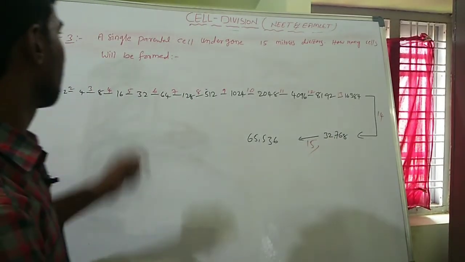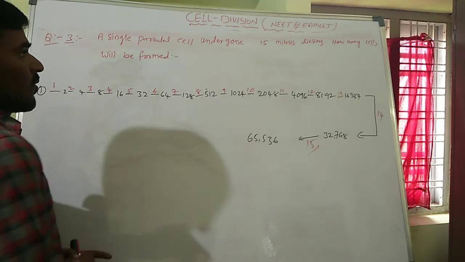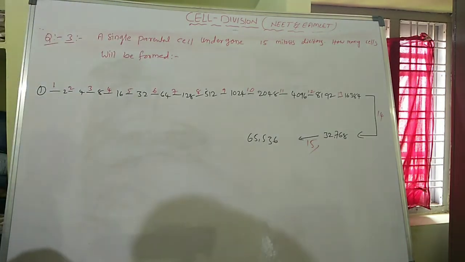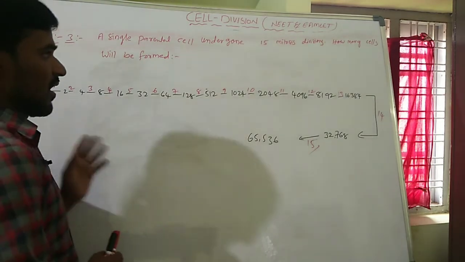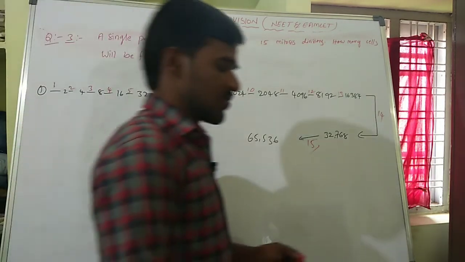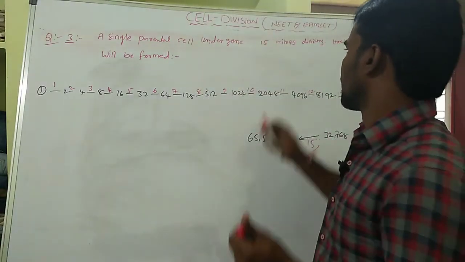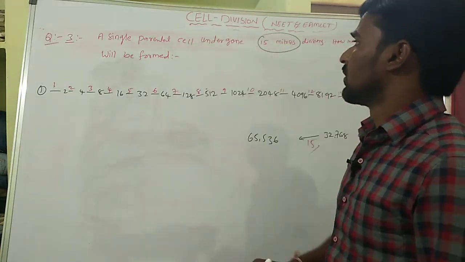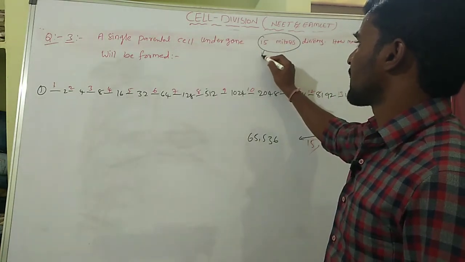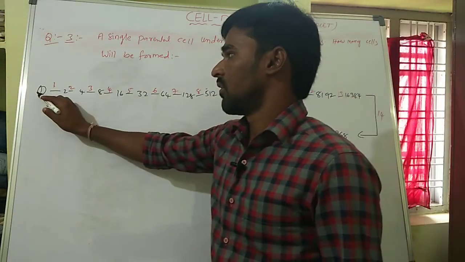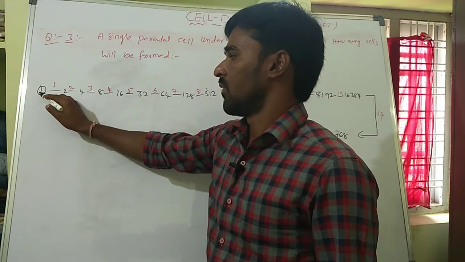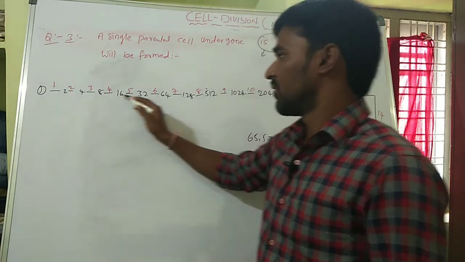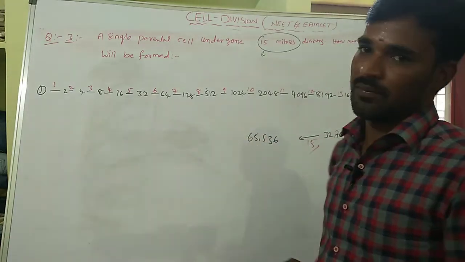The next question is: a single parental cell undergoes 15 mitosis divisions, how many cells will be formed? This is the question. Here the number of mitosis divisions is 15. So after the completion of the 15 mitosis divisions, the single parental cell will give how many daughter cells?